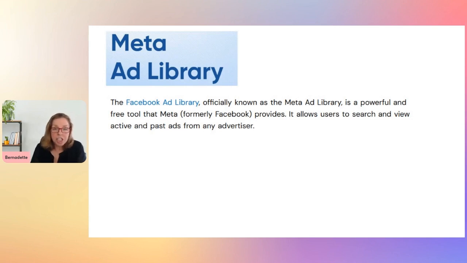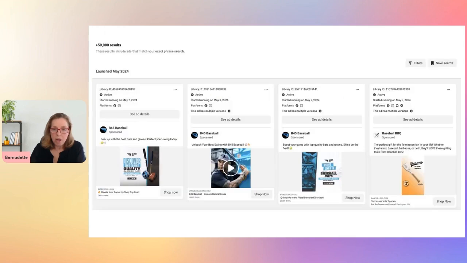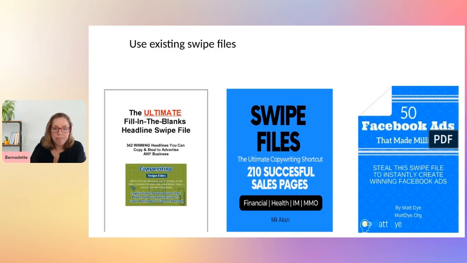A lovely addition to the swipe file is the Meta Ad Library. The Facebook or Meta Ad Library, officially known as Meta Ad Library, is a powerful and free tool that Meta, formerly Facebook, provides. It allows users to search and view active and past ads from any advertiser. So this is a little bit of a gold mine. You just go into the library and you can see all the ads for various companies and see what kind of performance they've had as well. So it's a really nice swipe file that you can use for free if you're going to do Facebook advertising.